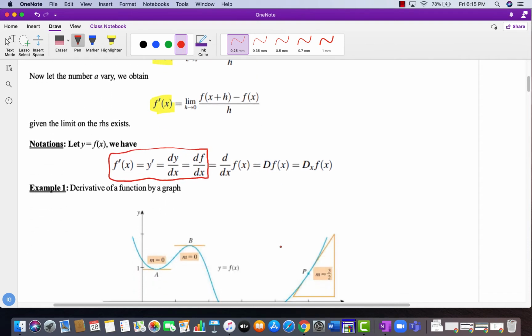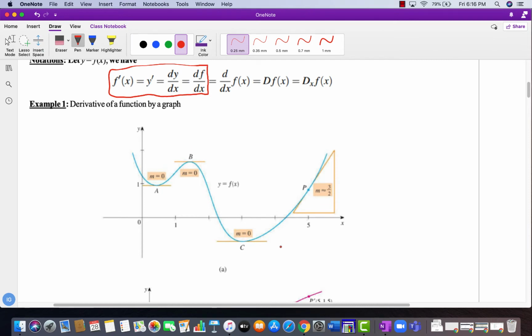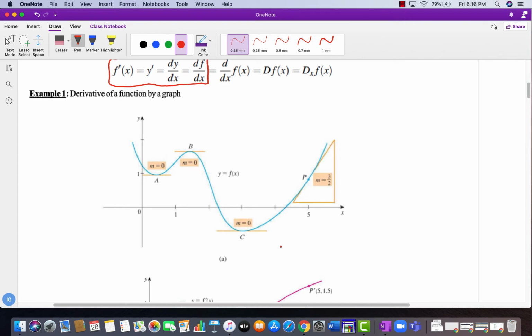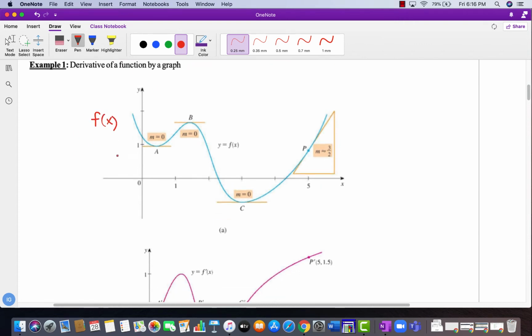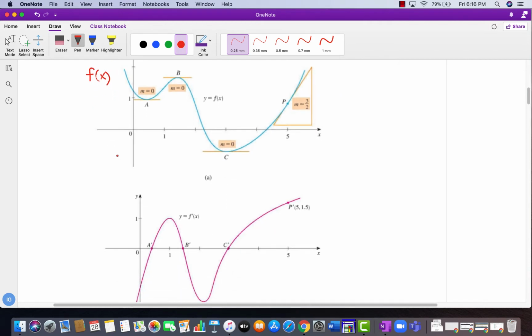Alright, so let's move on to example 1. Derivative of a function by a graph. So here, the first graph is f of x. And the second graph, the graph that you see right below, let me make it smaller so that way you can see both at the same time. This one is f prime of x. So this is a function. If you take the derivative of the function and you graph it, you will have this right here.